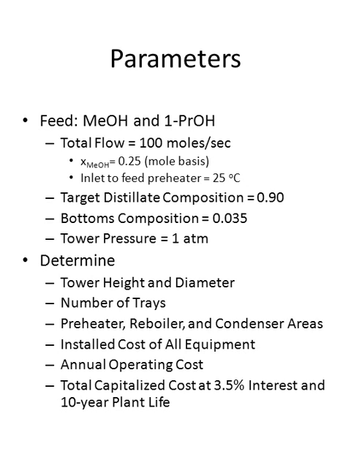We wish to determine the tower height and diameter, how many trays are necessary to achieve the separation, what the areas of the preheater, reboiler, and condenser are, what the installed cost of all the equipment will be, the annual operating cost for utilities, and then the total capitalized cost using a 3.5% interest rate and a 10-year plant life.